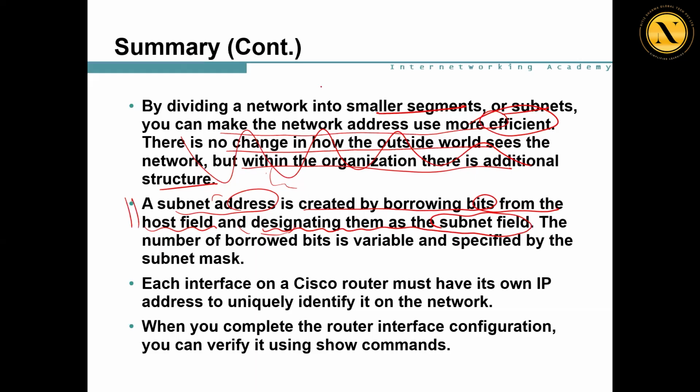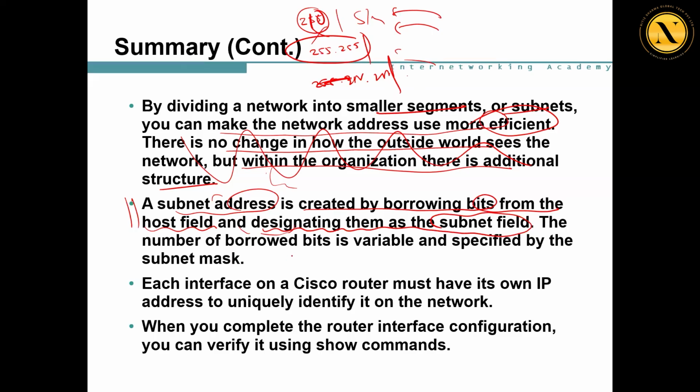You borrow bits only from the host portion, never from the network portion. Because in class A, the network portion, the first 8 bits, is fixed. Class B, the first 2 octets of the network portion are fixed. Class C, the first 3 octets. Whatever it is, like 10 dot. Yeah, the subnet mask will be like this, right? The first octets are fixed. So if you want to borrow, you will borrow only from the host portion to create subnets, right?